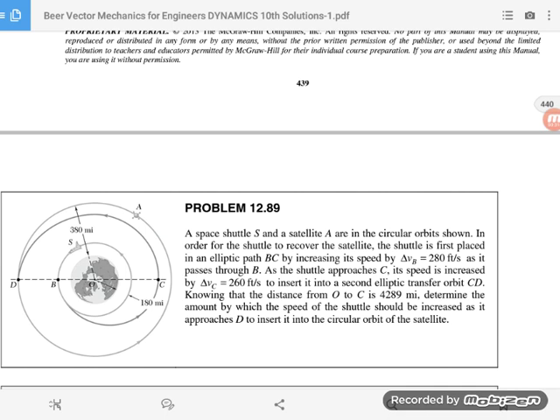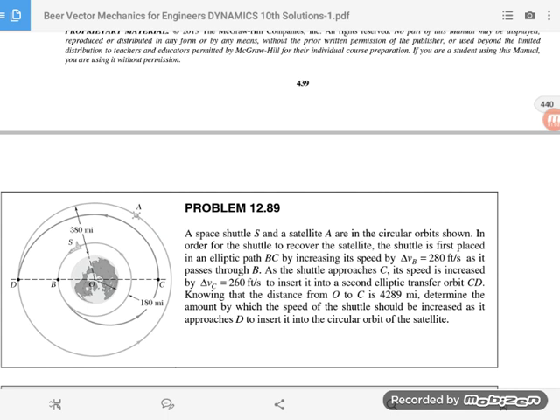So the question is, we have a space shuttle S, which is over here, and it's in a circular orbit. In order for the shuttle to receive or recover a satellite, it first has to be placed into an elliptical path BC by increasing its speed by a change of velocity of 280 feet per second. As it passes through B, it's hitting 280 feet per second.